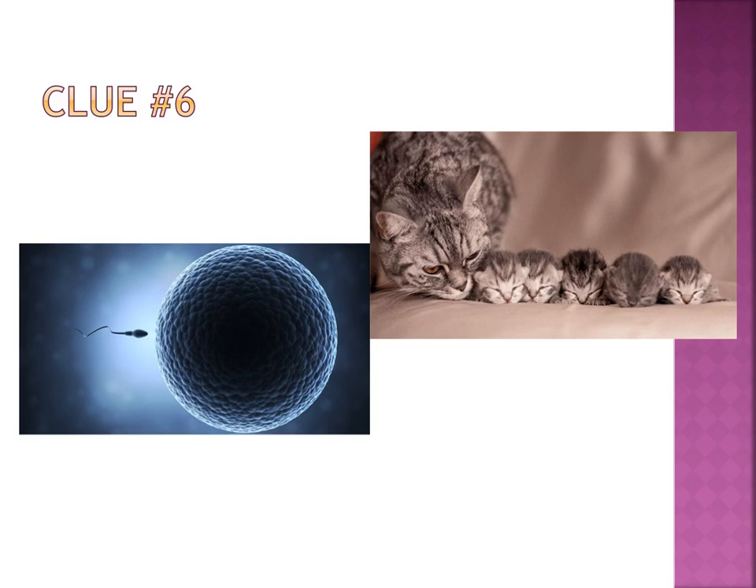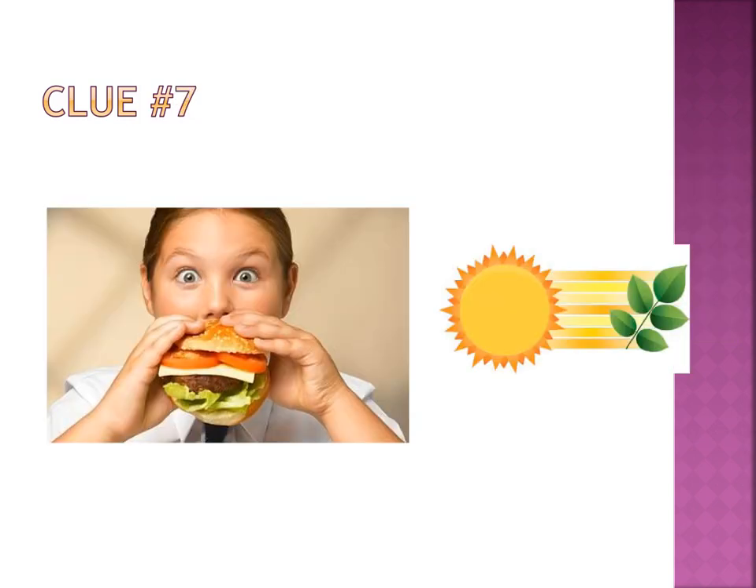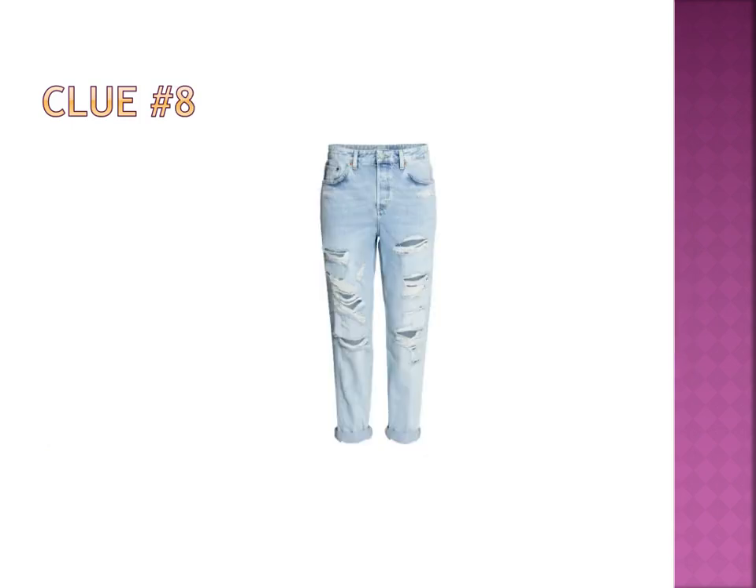Clue number 6, we have an egg and a sperm on the left, and then a mommy kitty with her kittens on the right. Clue number 7, we have a person eating a hamburger, and the picture on the right, we have a leaf taking in some sunlight. Finally, clue number 8, for this one, you need to think outside the box a little.